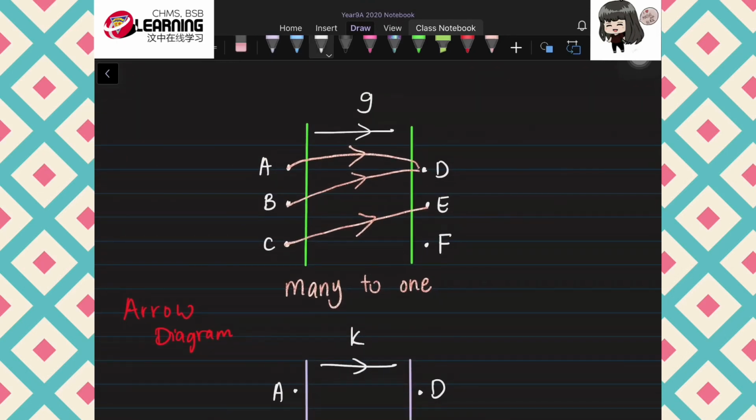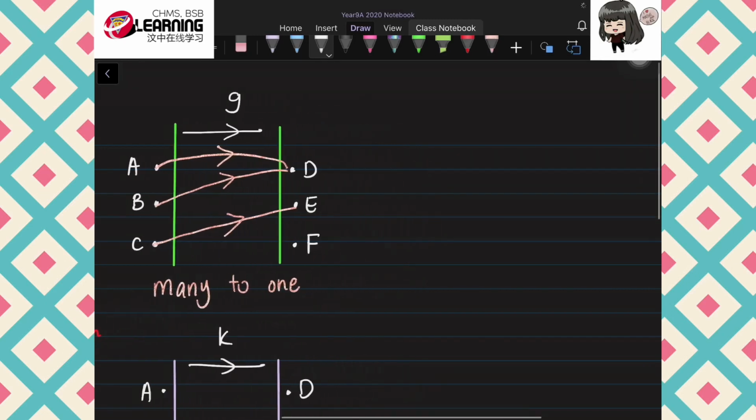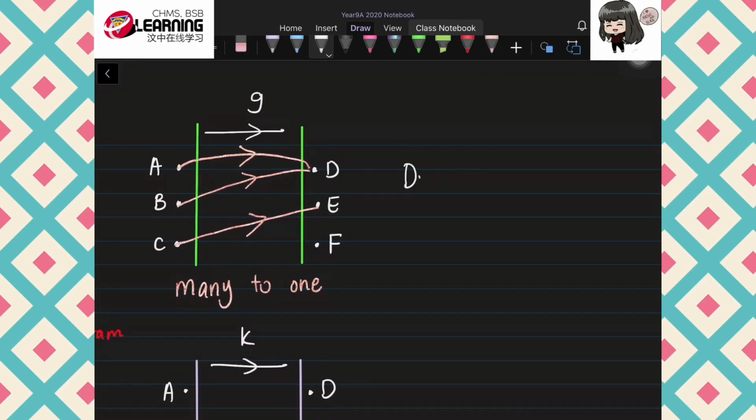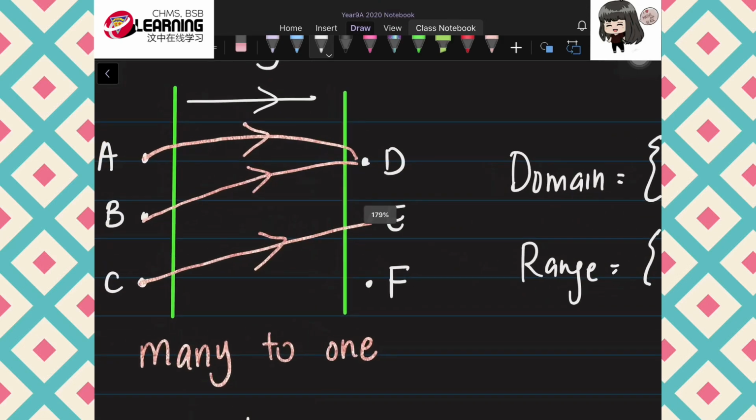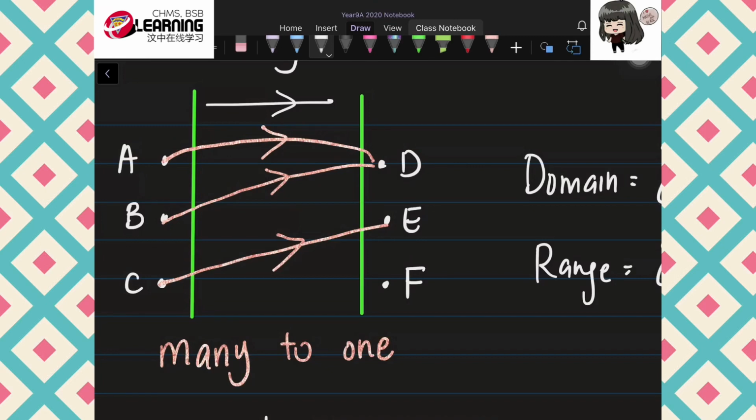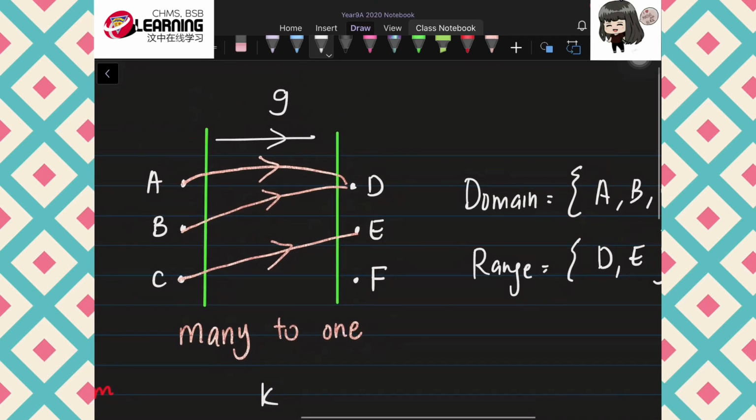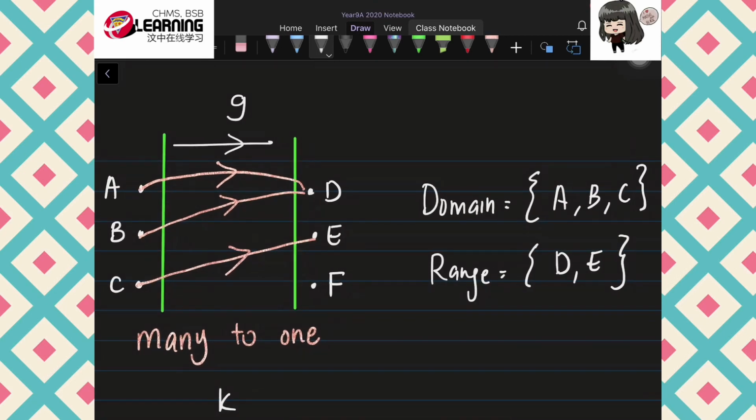Okay, I want to add on here. The domain is A, B, C. But for range, we only have D and E without the F, because F here, there's no object for the F. Okay, so the F here is basically display only, right? Display only. So we are not including F in our range.